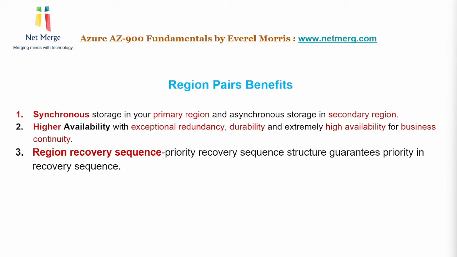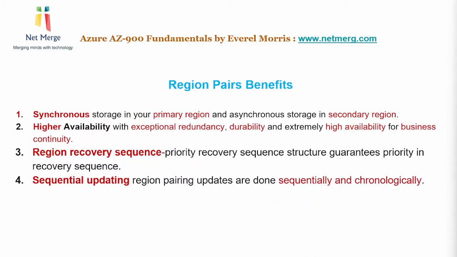If you don't have a pair and unfortunately you're in B region and A should come online, there might be a significant delay before B is restored, and then you would have downtime. So that is one of the benefits. It's referred to as recovery sequence, or priority sequence. So you get an understanding of what that is.